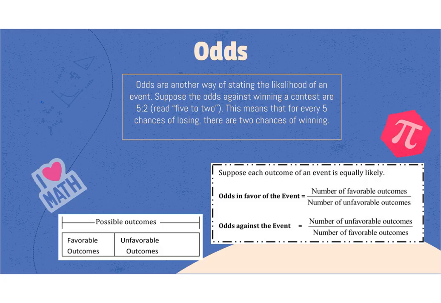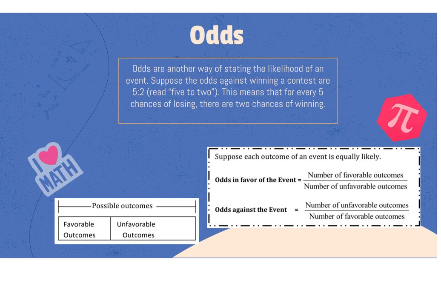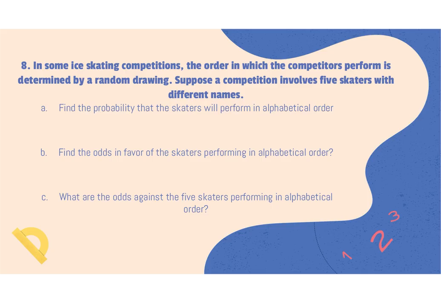Odds are another way to state the likelihood of an event. The biggest difference here is odds in favor and odds against. The fraction looks a little different. For odds in favor, you still have favorable on top, but now instead of everything, you've got just the unfavorable on the bottom. And odds against is going to be unfavorable on top, favorable on the bottom.